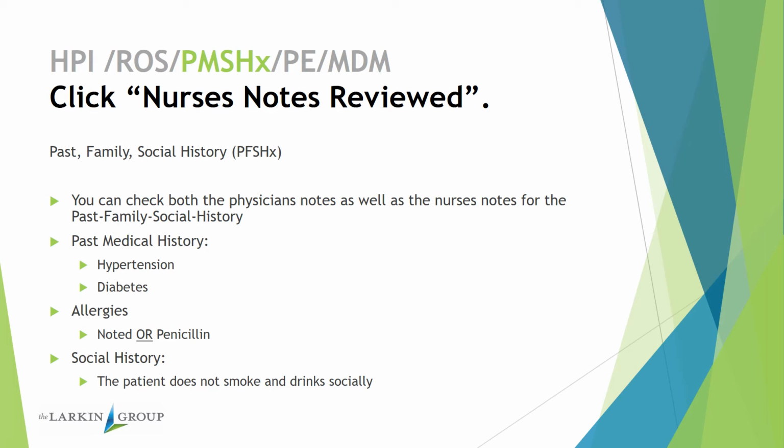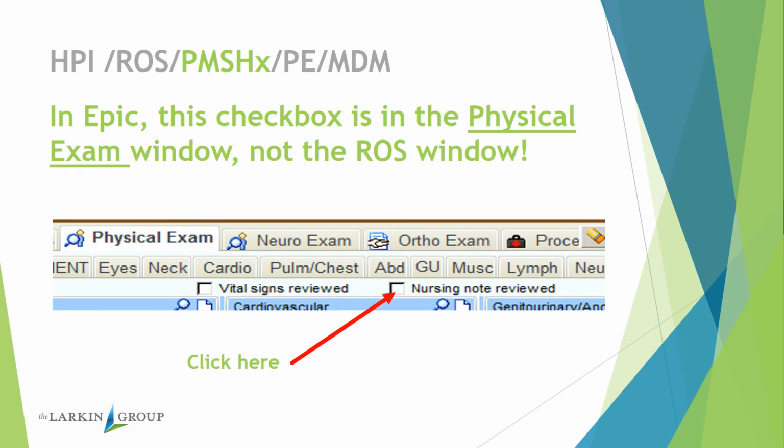Your chart will then reflect the past medical history, for example, hypertension, diabetes, patient's allergies, and whether or not they drink, smoke, and snort. The place for you to acknowledge that is to be found under the physical exam template, not the Review of Systems template. So as this little screenshot shows, you click Nurse's Notes Reviewed under Physical Exam.